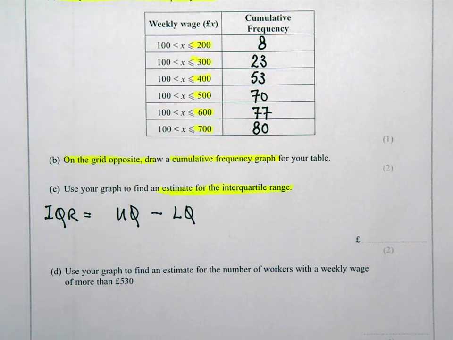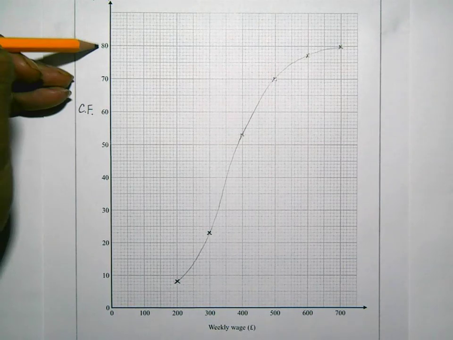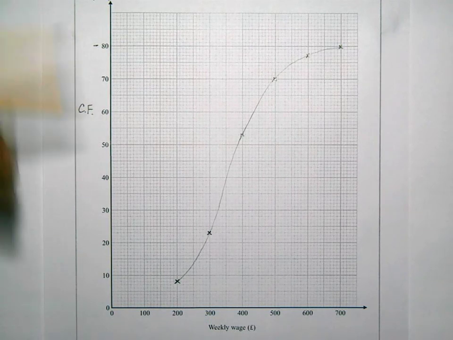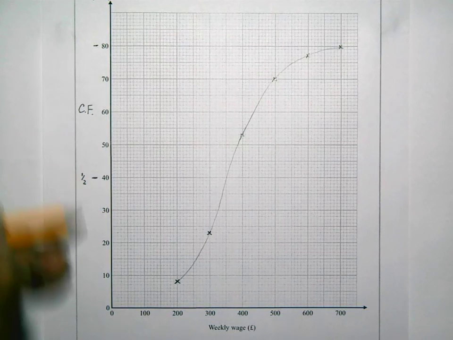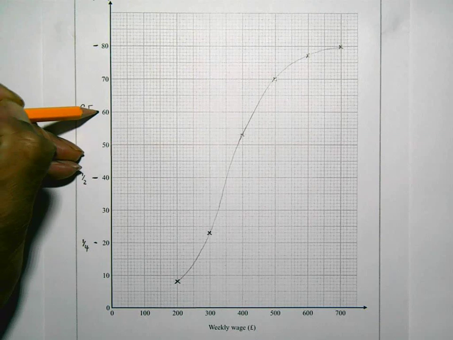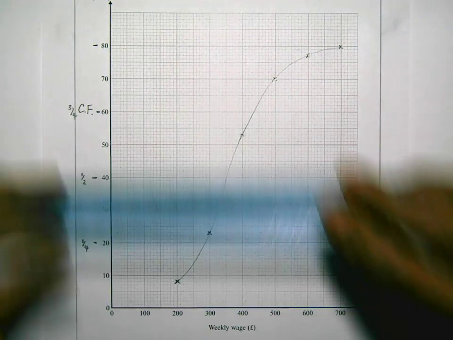Okay, back to the cumulative frequency graph. I'm going to try to find the upper quartile first. Now, because my graph goes all the way up to 80, the upper quartile is the top quarter, or 3/4 of 80. If I split it, halfway is 40, 20 is 1/4 of the way, and we'll come back to that. And so 60 is going to be 3/4 of the way, and that's going to be my upper quartile. So what I need to do to find the upper quartile is, from 60, go across to the graph, and then come all the way down.